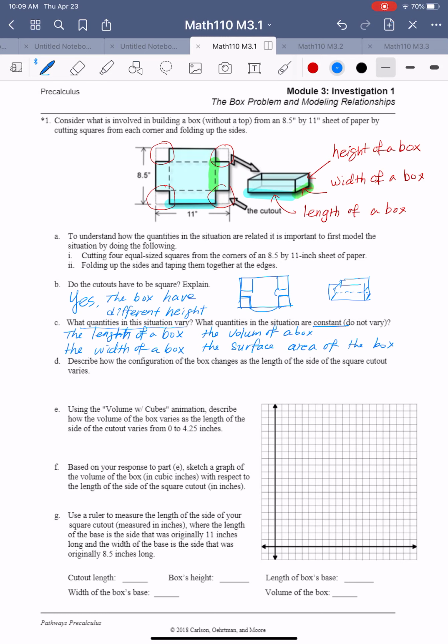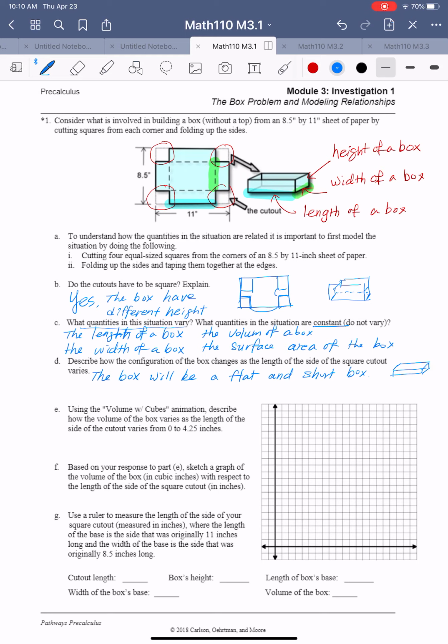And D, describe how the configuration of the box changes as the length of the side of the square cutout varies. If the cutout is small, it will give a very short box, flat and short. Because the cutout is small, you have a very flat one.